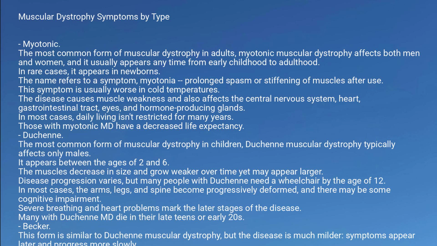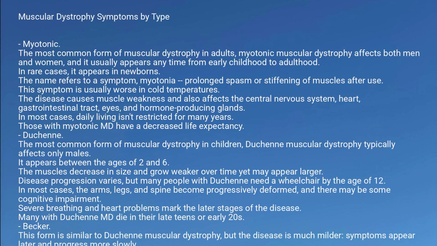It usually appears between the ages of 2 and 16 but can appear as late as age 25. Like Duchenne muscular dystrophy, Becker muscular dystrophy typically affects only males and causes heart problems. Disease severity varies. Those with Becker can usually walk into their 30s and live further into adulthood. Limb-girdle. This appears in the teens to early adulthood and affects males and females.